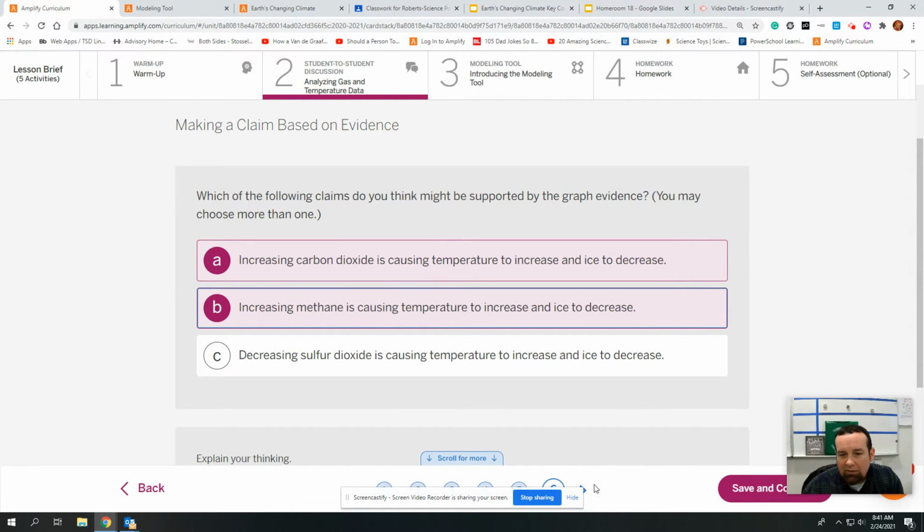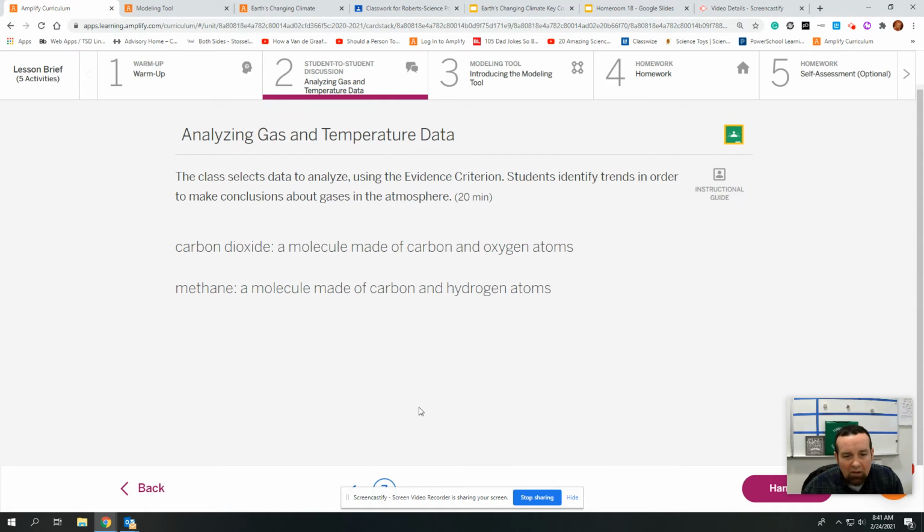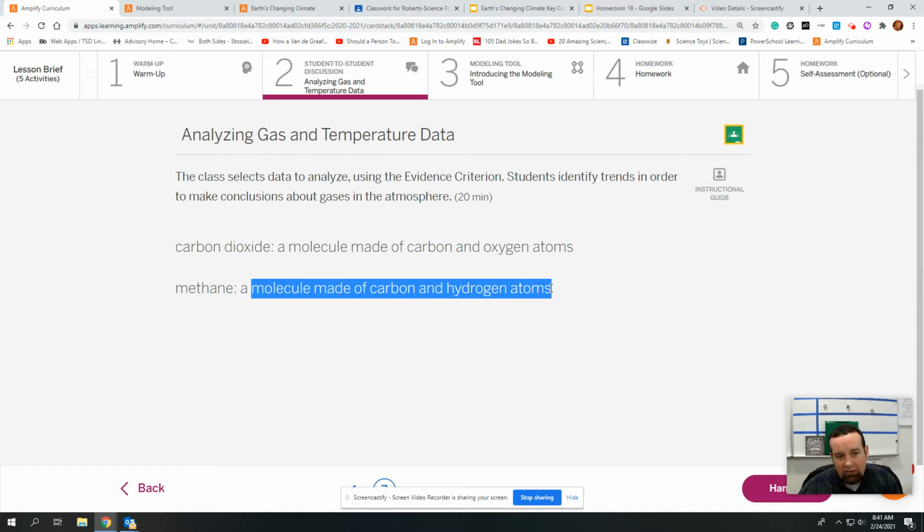So let's go to number 7. Number 7 is no question. It's just two of our vocabulary words. Carbon dioxide is a molecule made of carbon and oxygen atoms. Yeah, that's such a kindergarten explanation. Carbon dioxide is 1 carbon, and because we have the dioxide, di means 2, so it's 1 carbon with two oxygens bound to it. Methane is a molecule made of carbon and hydrogen atoms. Yes, indeed.